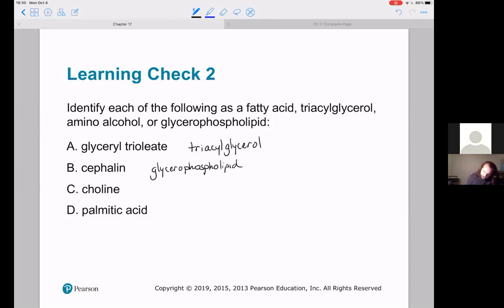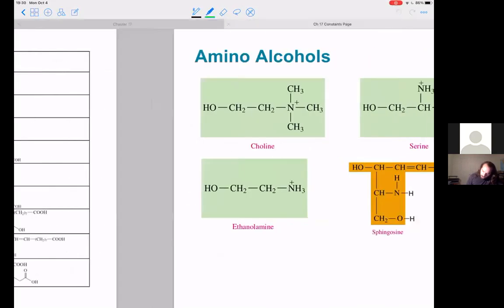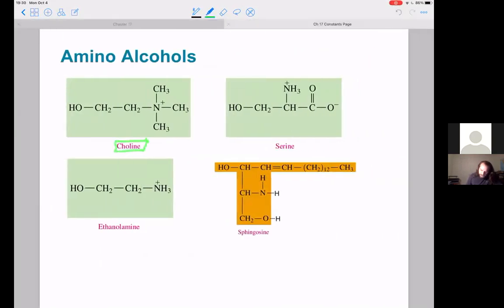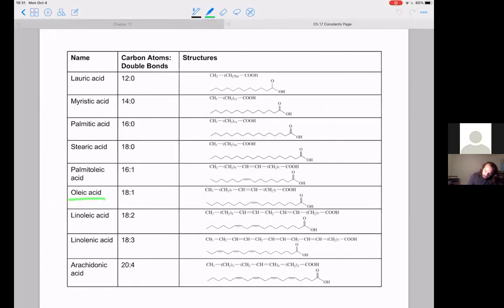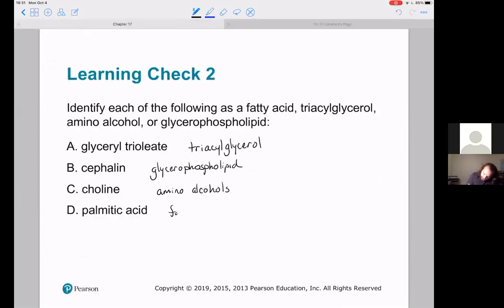Choline is actually on our list here of amino alcohols. And palmitic acid, that's also on our list, but over here on our list of fatty acids.